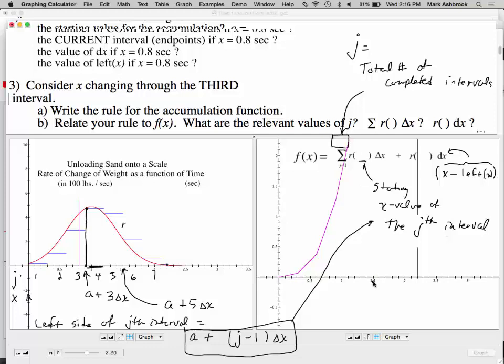So a plus j minus 1 delta x is the left side of the jth interval, and r of that gives you the constant rate for that jth interval. So that's one of the details here, and the other details are figuring out left x and figuring out how many completed intervals we have given x. Okay, we'll do those two details on Friday, left x and number of completed intervals, and that will also be a reading for 5.2.